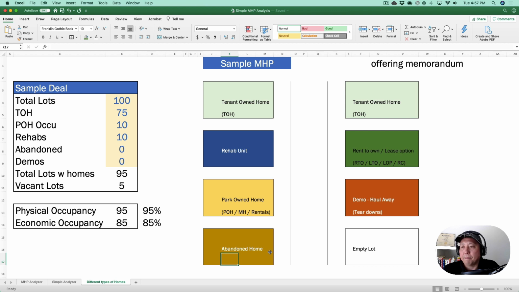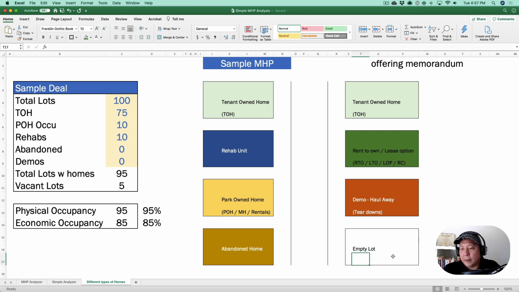Then you have demos or haulaways, also known as teardowns. And these are homes that you own that are in such bad condition that they can't be rehabbed. And so you have to deal with hauling them away. Hauling them away improves the overall look of the park. It prevents people from squatting in your park. It prevents vandalism. All sorts of good things happen if you haul away these demos and beautify your park.